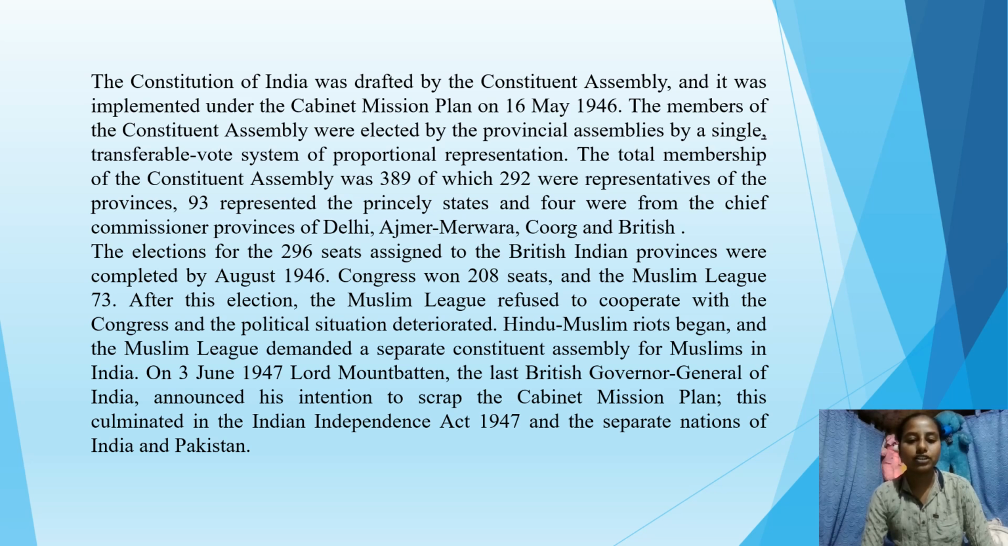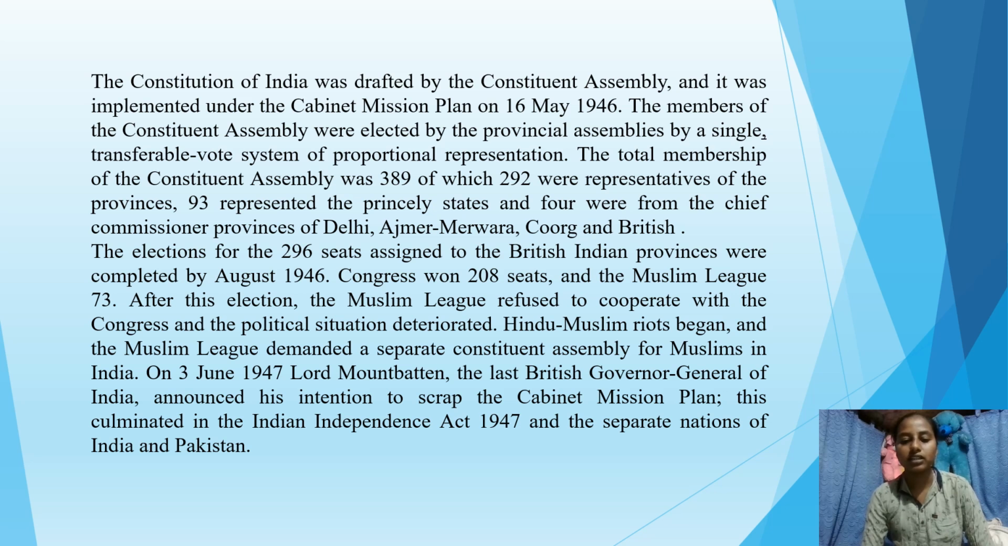British Baluchistan. The elections for the 296 seats assigned to the British Indian provinces were completed by August 1946. Congress won 208 seats and the Muslim League 73. After this election, the Muslim League refused to cooperate with the Congress and the political situation deteriorated.